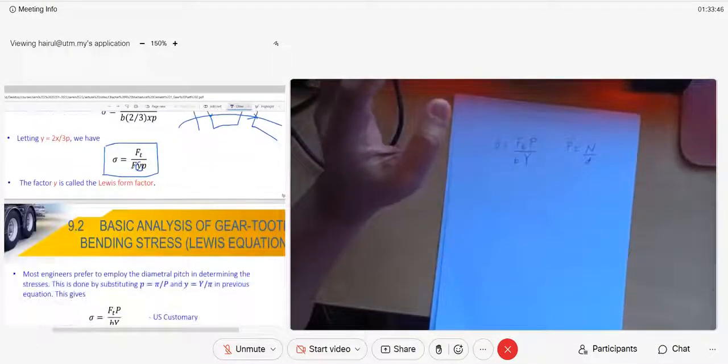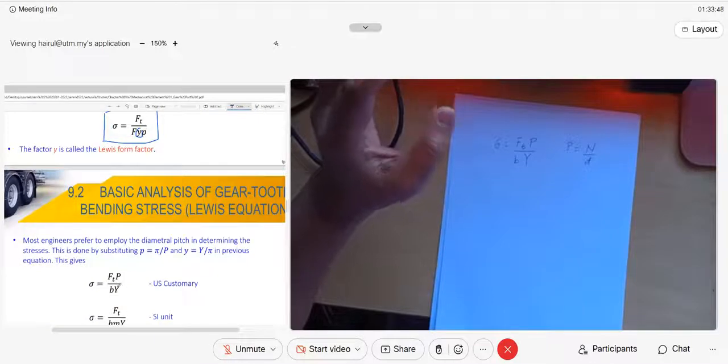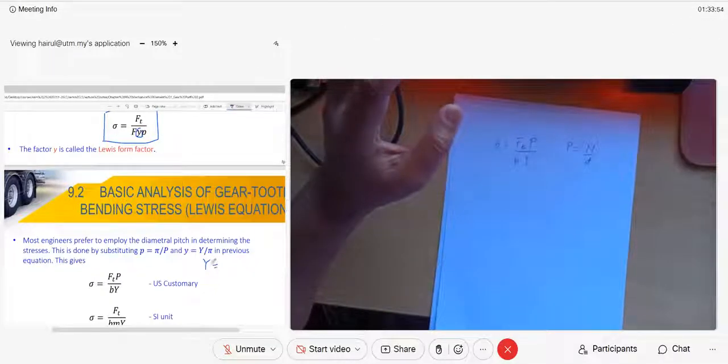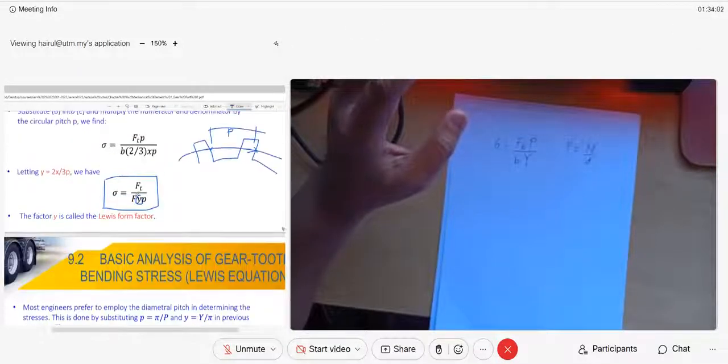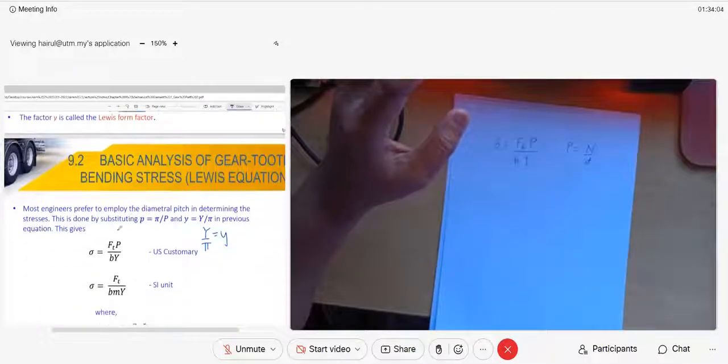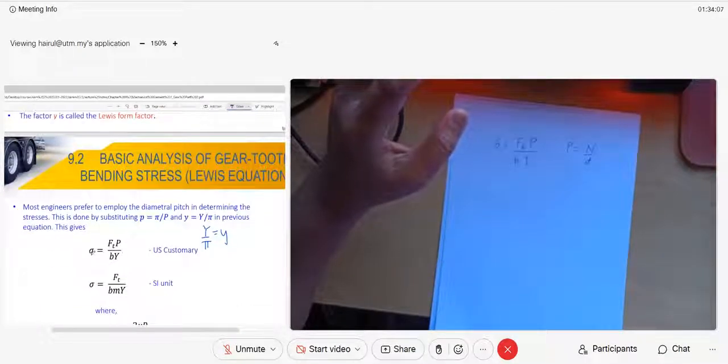So how do they get this y? They make it capital Y. Capital Y is the Lewis form factor, which is this small y over pi. Because capital Y over pi is your small y just now. Okay, this is much better to define. So we have sigma equals F tangent times diametrical pitch over B over Y. That's why we call it the Lewis form factor. Okay, Lewis form, because it's easy.